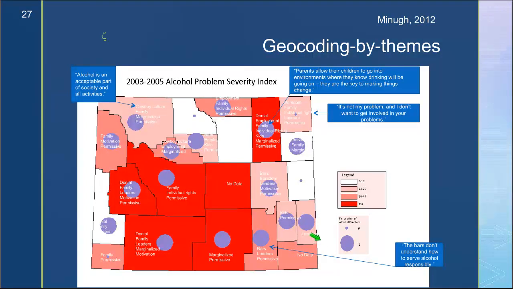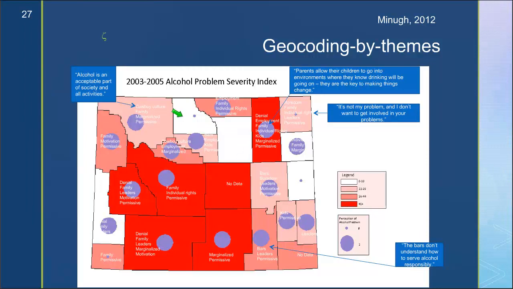So this joint display, this outline, is the state of Wyoming in the US. Each of these areas are regions within Wyoming. So what she used is color coding to represent that alcohol problem severity index. So these darker red regions have a greater problem. The lighter colored regions, like we see over here, have less of a problem. She then used different size circles to overlay that perception of alcohol problem index.